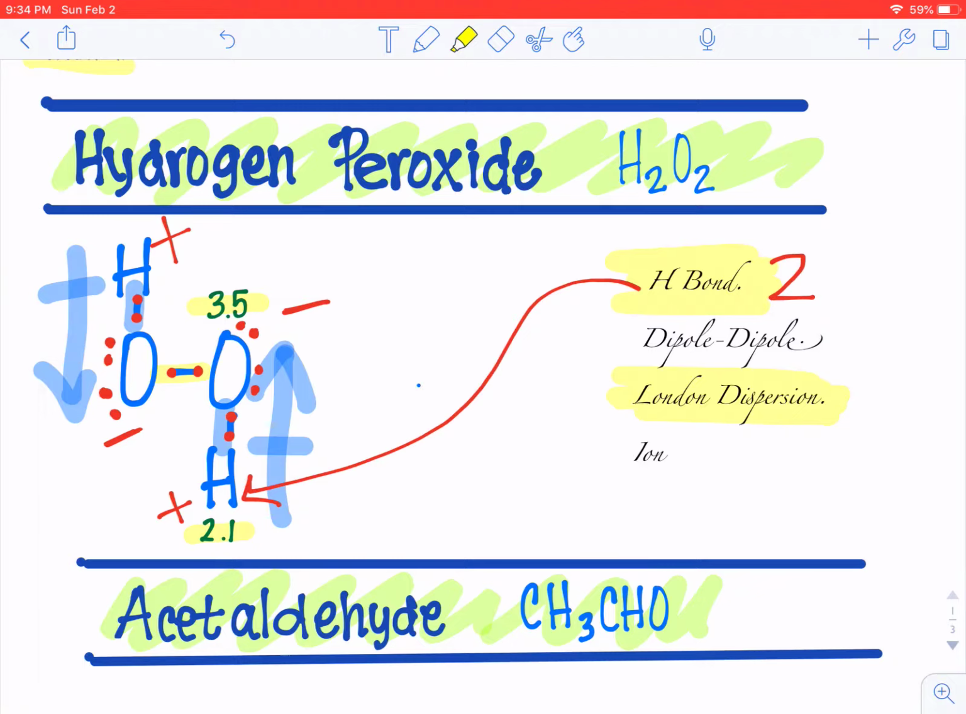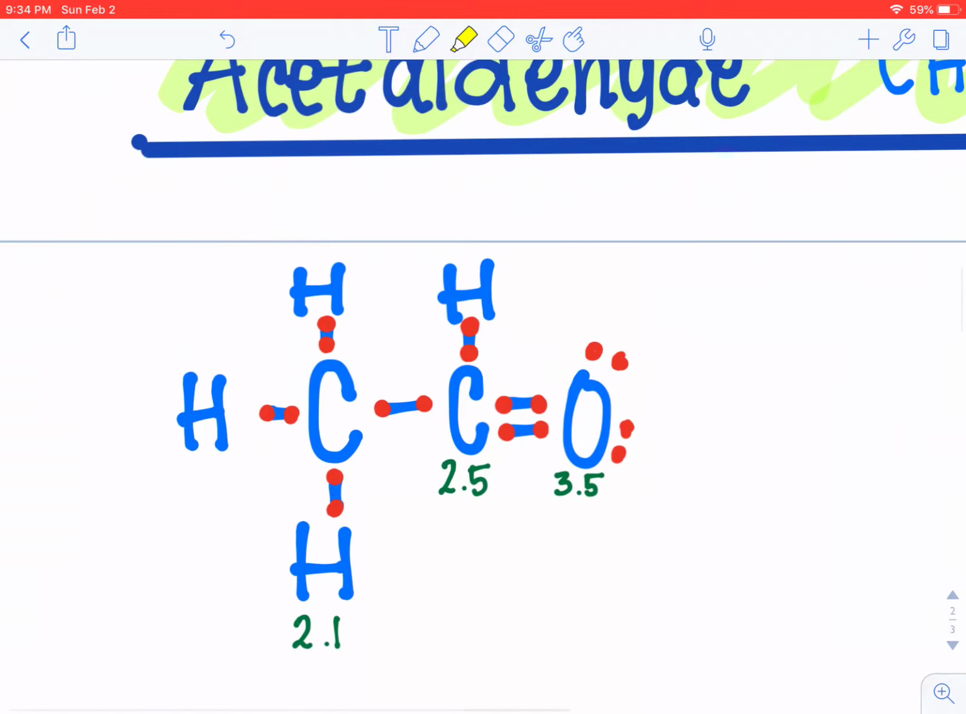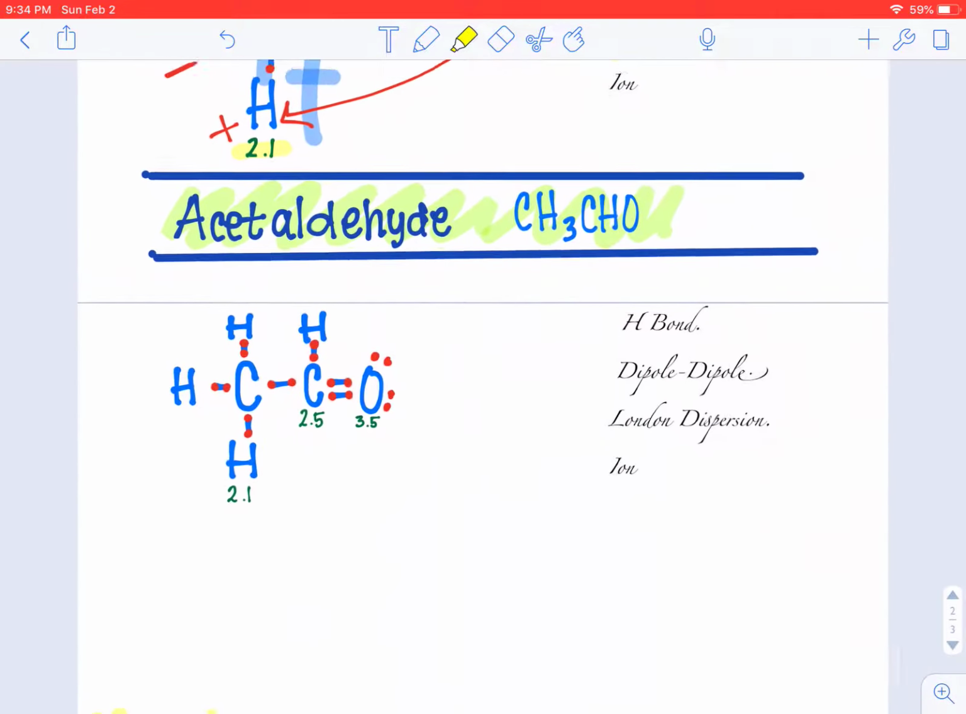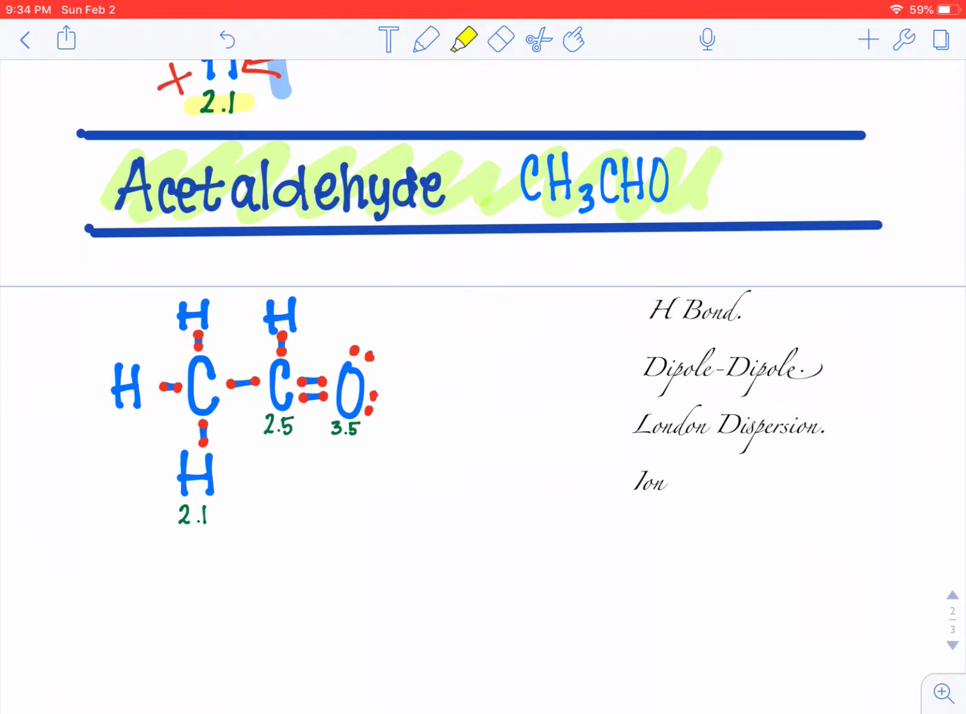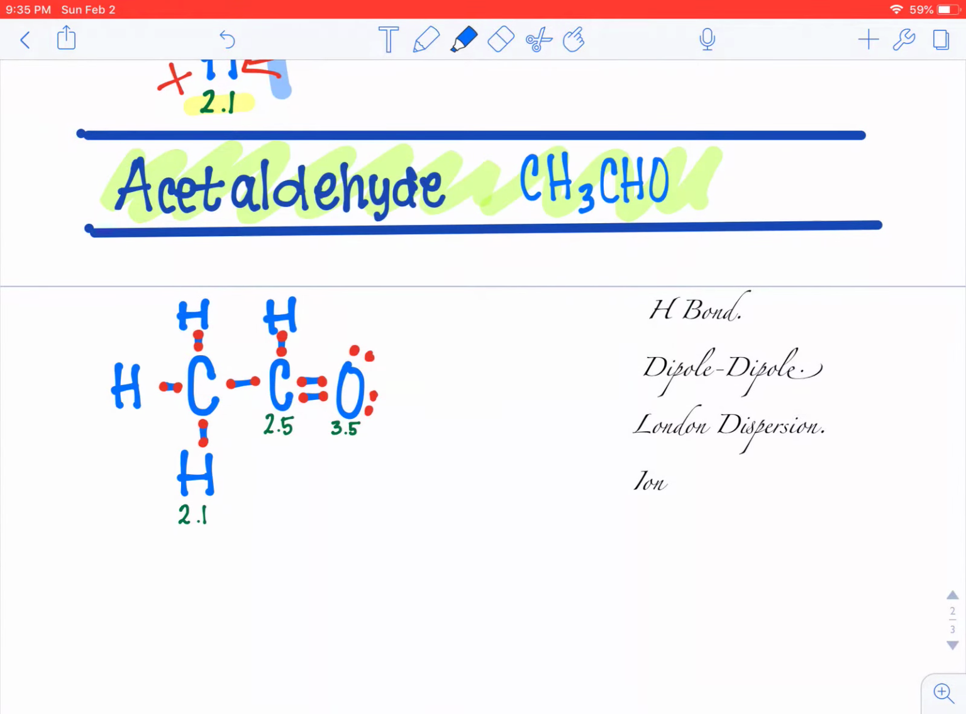All right, let's apply the same kind of analysis to acetaldehyde, CH3CHO. And once again, you see that I have built our molecule here. So let's go ahead and just jump right into our dipole arrows. So let's see if we have any bonds here that are polar. It looks like between carbon and oxygen we have a difference of 1 because it's 3.5 minus 2.5. So we have a dipole arrow right here, with electrons being pulled towards oxygen.